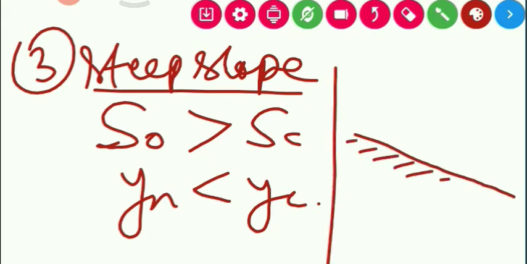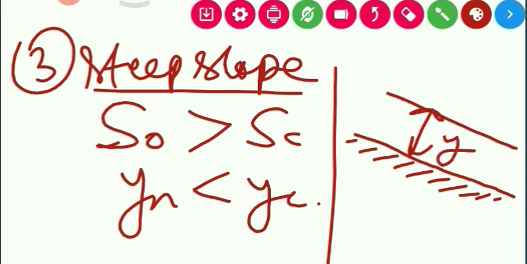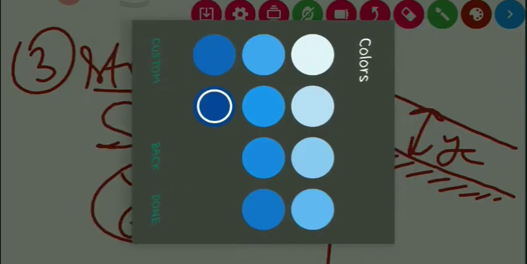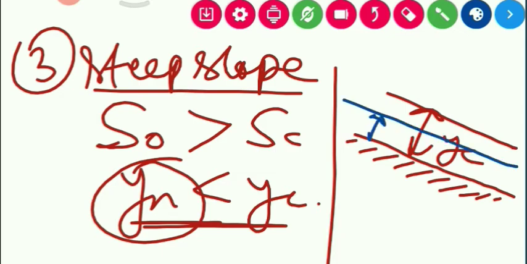Here we have more angle than the critical one, and if this is the critical depth of the flow, then the normal depth of the flow is less than the critical depth. So the normal depth of the flow will be lying somewhere below the critical depth. Here it will be the normal depth of the flow. So this was about the steep slope.